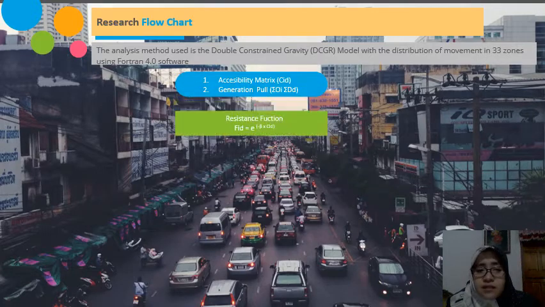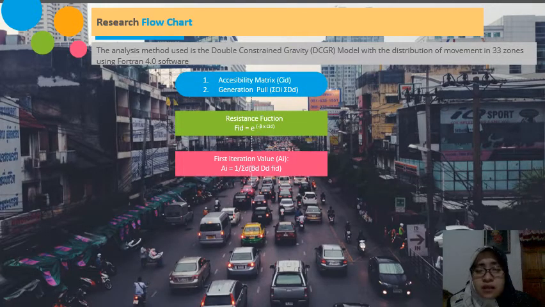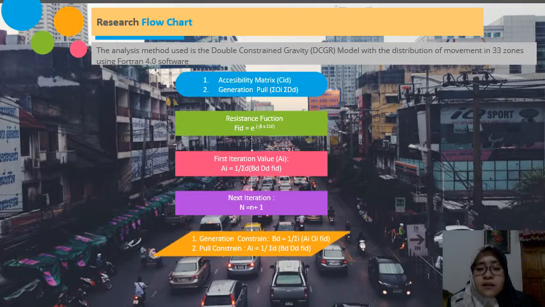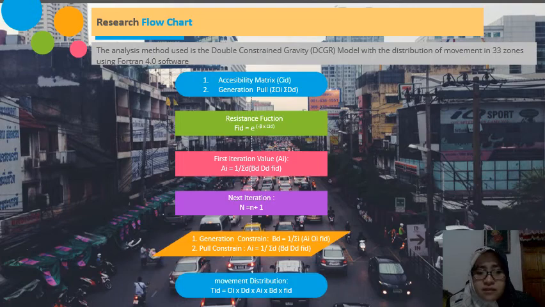Research flowchart. The analysis method used is the double constraint gravity model with the distribution of movement in 33 zones using Fortran 4 software. It starts with the accessibility matrix and generation pull, resistance function, first interaction value, next interaction, generation constraint, pull constraint, and then the resulting movement distribution.